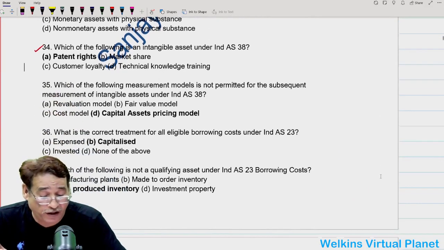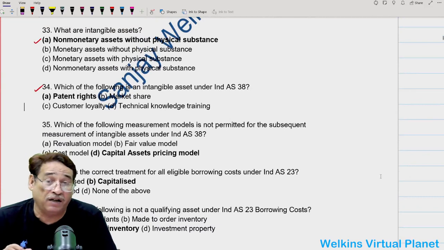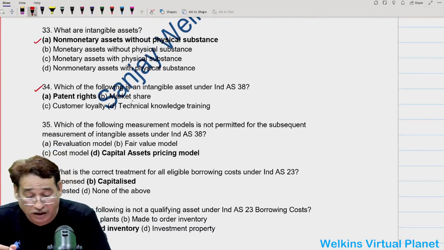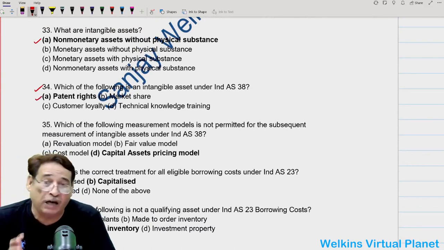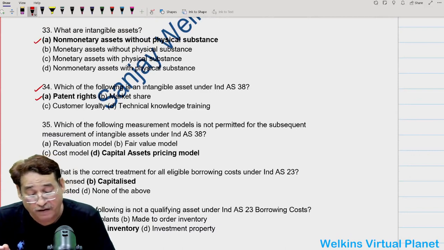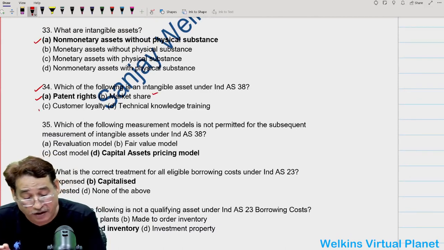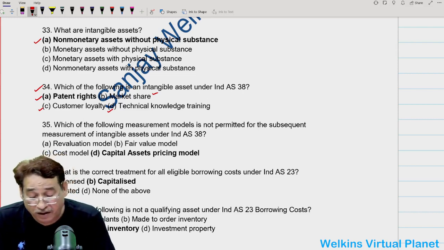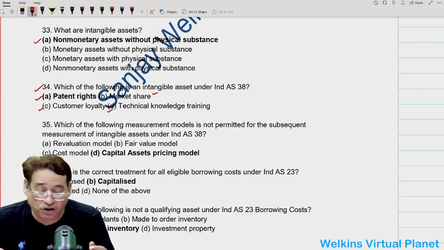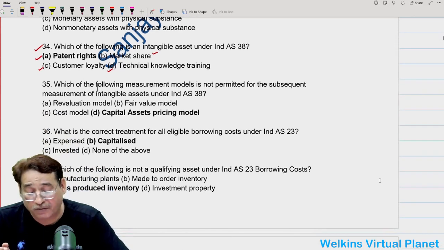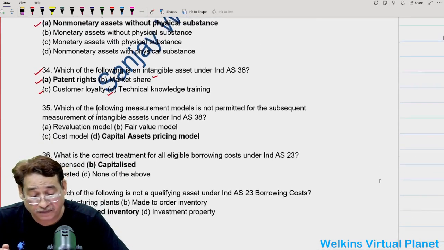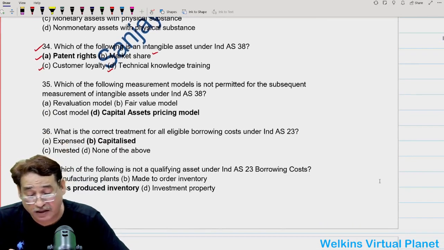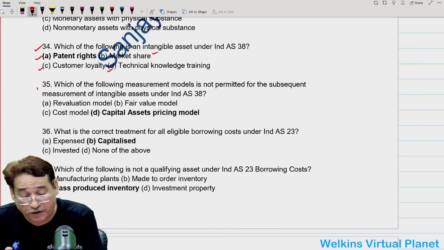34. Which of the following is an intangible asset under Ind AS 38? Out of these things, only patent rights can be considered as intangible asset. Because market share, customer loyalty, technical knowledge, training, correct? These cannot be termed as intangible asset. Training, customer loyalty, market share, etc. cannot be considered as intangible asset. Your answer should be patent right.